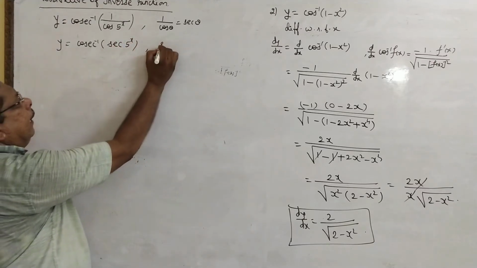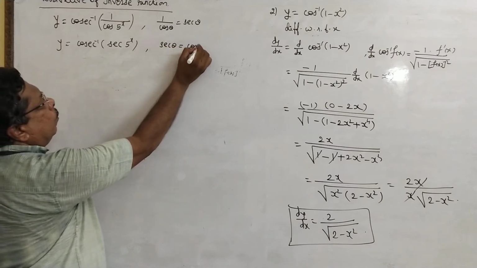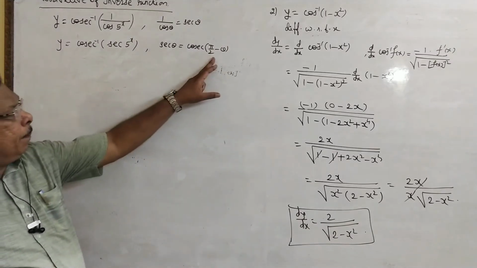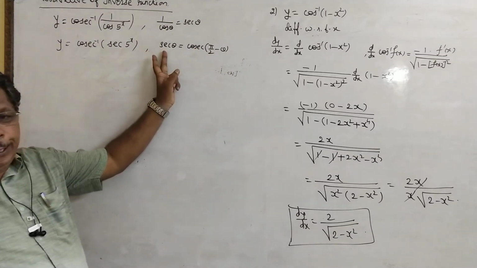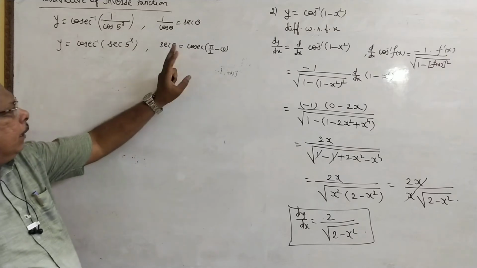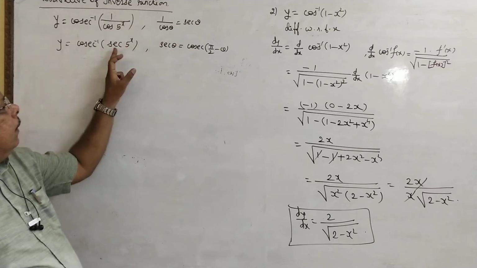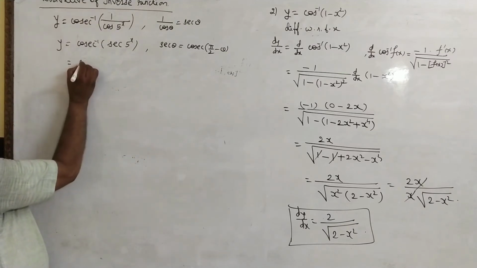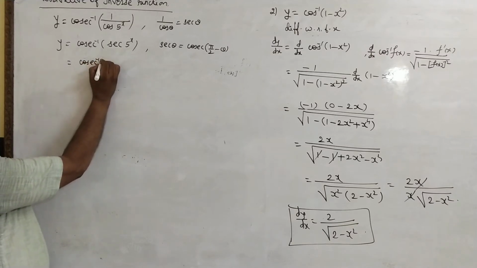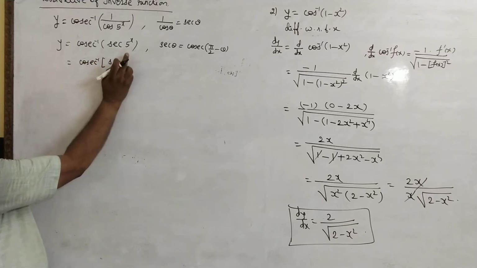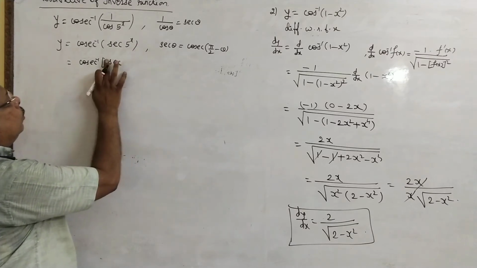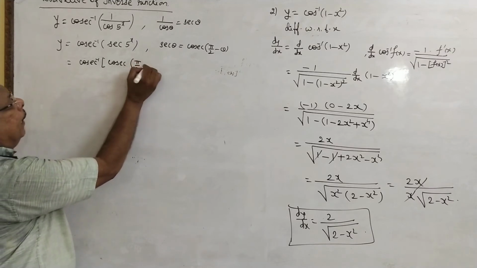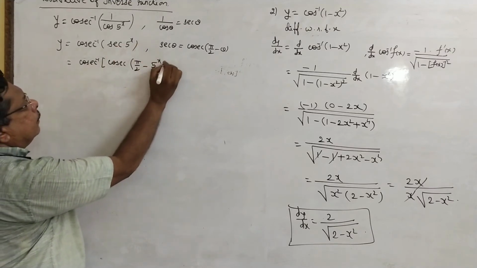Again use the formula sec theta is equal to cosec of pi by 2 minus theta. Cosec pi by 2 minus theta is sec theta, and sec pi by 2 minus theta is cosec theta. Now what is theta here? Theta is equal to 5 power x. So this can be written as cosec inverse cosec of pi by 2 minus theta, where theta is 5 power x.